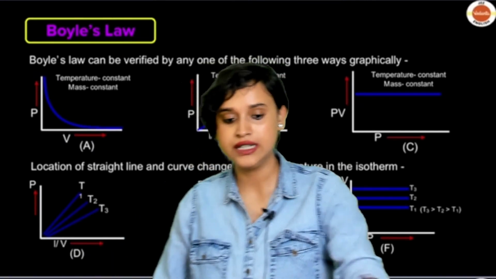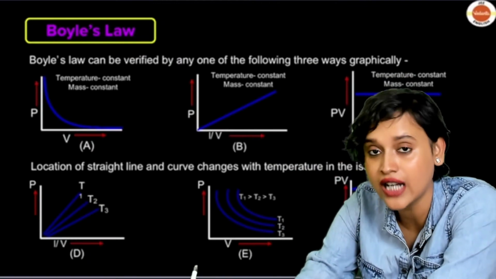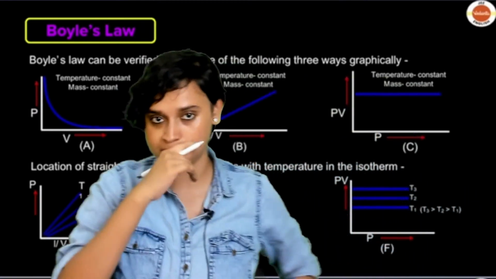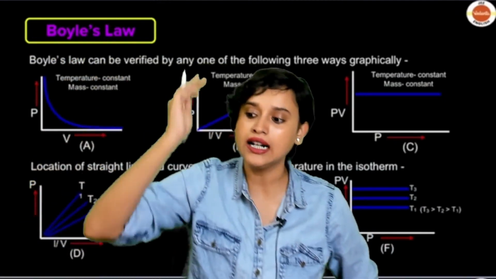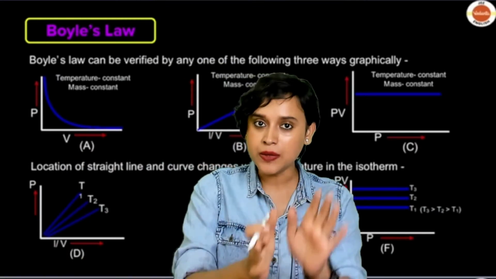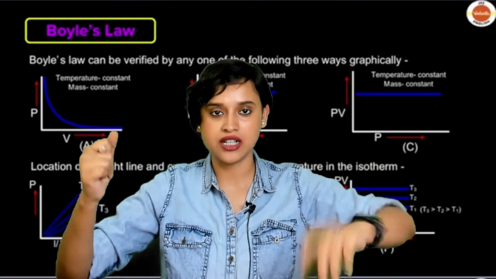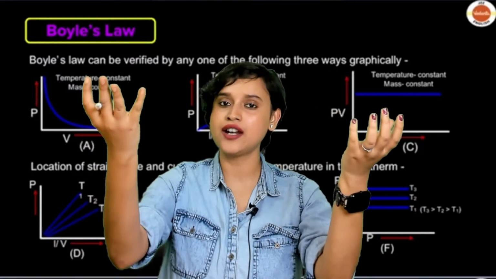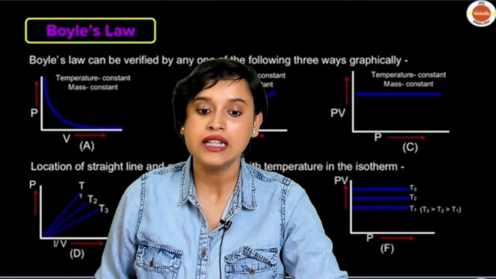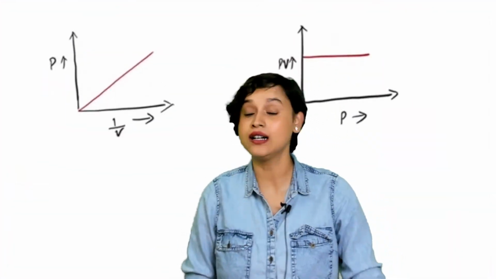Now, the location of the straight line and curve changes with the temperature in the isotherm. If you take different temperatures, let's say 200 Kelvin, another 300 Kelvin. Let's say you have taken oxygen and nitrogen, both of them at 200 Kelvin. Change the experiment. Now you are taking oxygen and nitrogen, both of them at 300 Kelvin. Change the experiment again, both of them at 400 Kelvin. If you keep changing the temperature like this, then what is the graph that we will get?